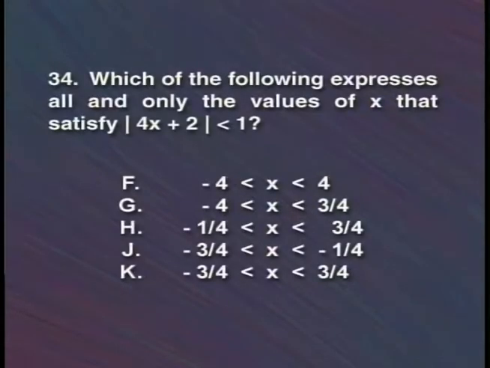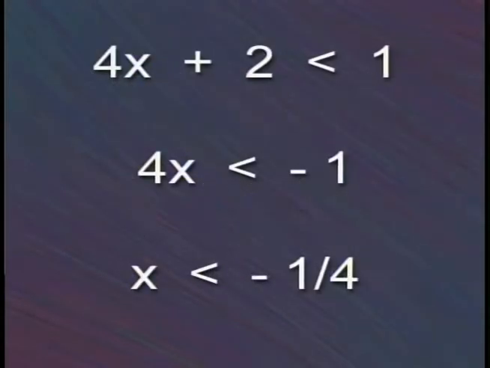Problem 34. Which of the following expresses all and only the values of x that satisfy the expression the absolute value of 4x plus 2 is less than 1? Absolute value inequalities usually have a range of solutions. For instance, let's first solve the positive inequality 4x plus 2 is less than 1. Subtract 2 from both sides, then 4x is less than negative 1. Divide both sides by 4. X is less than negative 1/4.